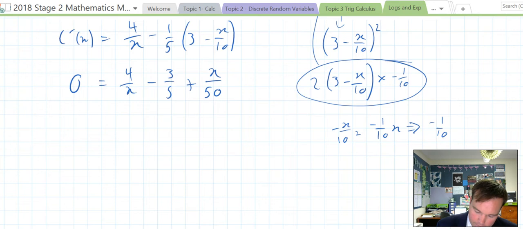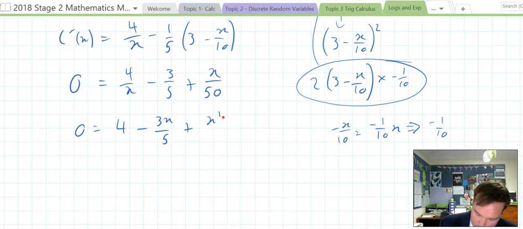Let's look at how this might go. To solve this, we could put it into our calculator's solver, and we get one answer which might not necessarily be the best one. So let's try and get all the algebraic answers. And one way to do this is multiply through by x. 0 equals 4, take 3x on 5, plus x squared on 50.